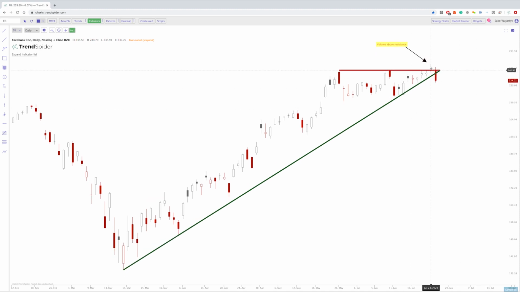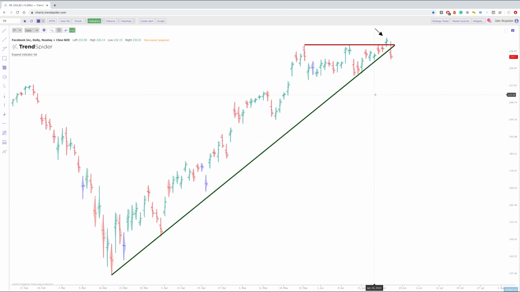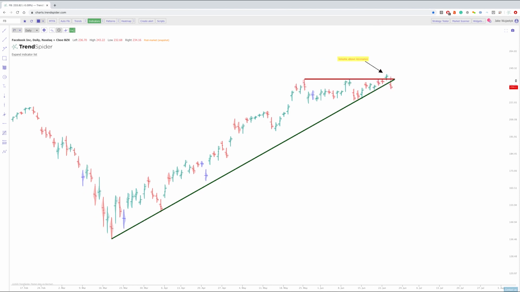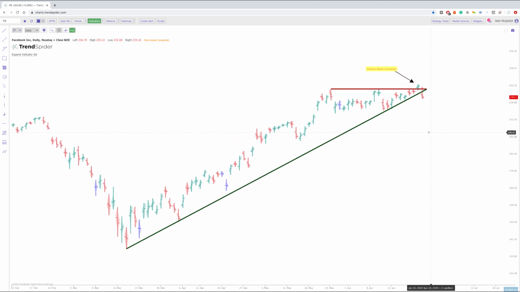We even had volume above the resistance line, and what happens? We have this huge move down today with a lot of that volume actually focused near the bottom of the range. So my point here is, if you see a raindrop breakout with volume supporting it, great. That's usually showing that buyers are in control.